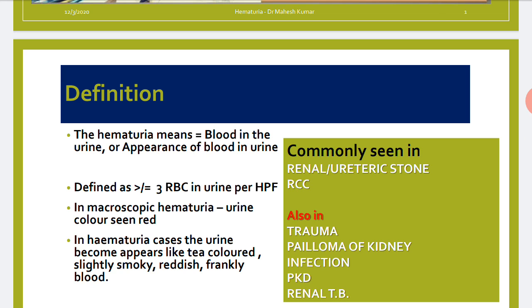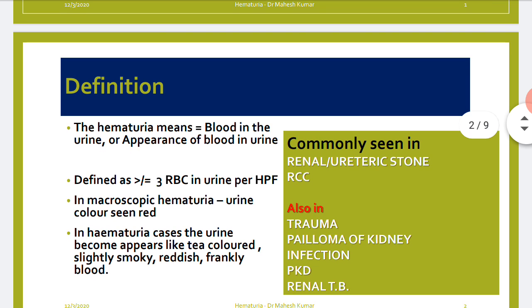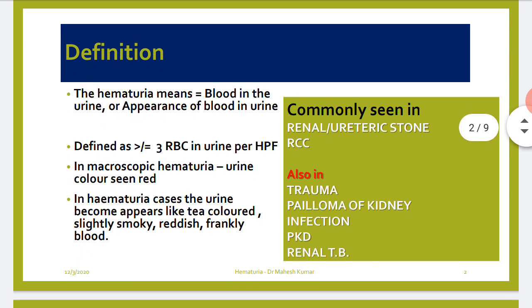In hematuria cases, the urine appears tea colored, slightly smoky, reddish, or frankly blood, depending upon the amount of blood in urine. Hematuria is commonly seen in renal disease, renal stone, ureteric stone, renal cell carcinoma (RCC), and also in trauma, papilloma of kidney, infection of kidney and urinary tract, polycystic kidney disease, renal tuberculosis, etc.